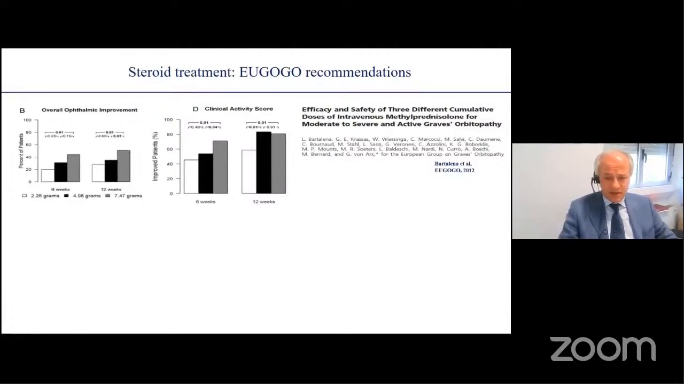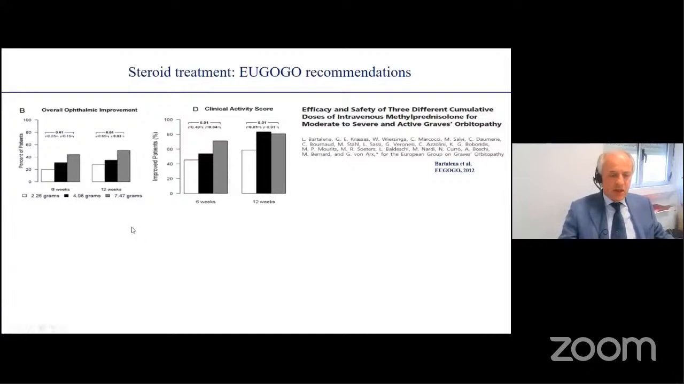I will start by showing the data that have been produced in this multi-center trial conducted within the EUGOGO community, the European Group on Graves' Orbitopathy, in which we compared the dosing of intravenous steroids. It was a dose-finding study in order to find the optimal treatment for the disease. We're talking about intravenous methylprednisolone, which is considered the first indication for treatment of active, moderate-to-severe eye disease.